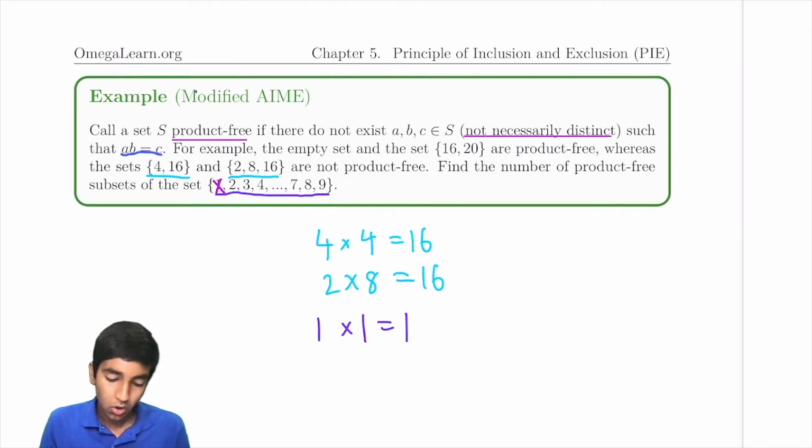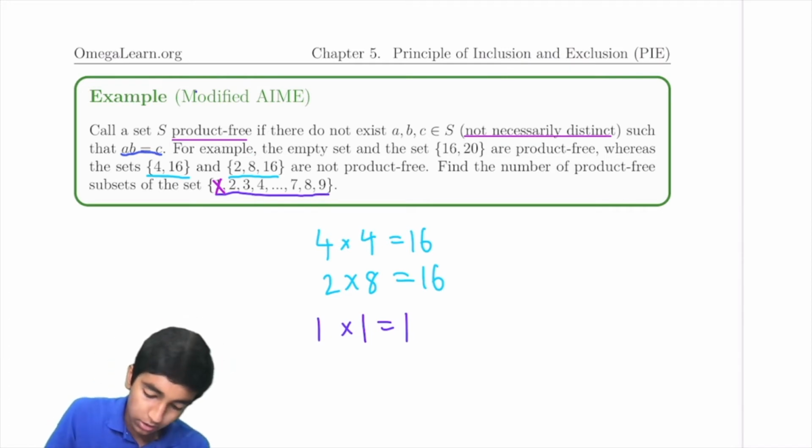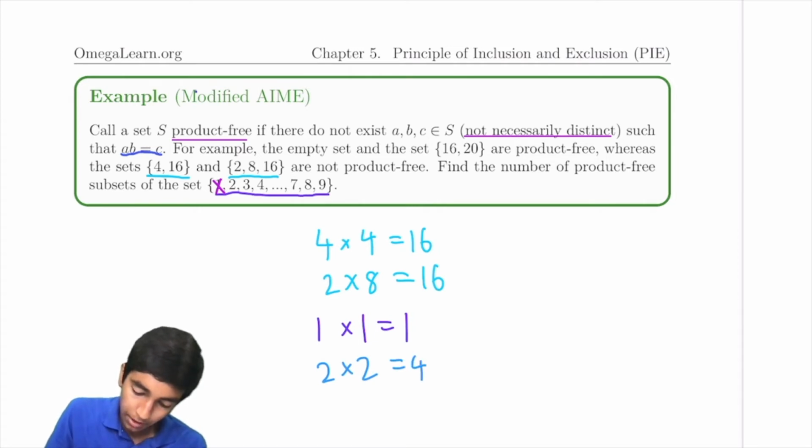Okay, next. What other products exist besides the ones that include 1? Because those we don't even care about. Well, there's 2 times 2 equals 4. So we cannot have the group of numbers 2, 2, and 4.